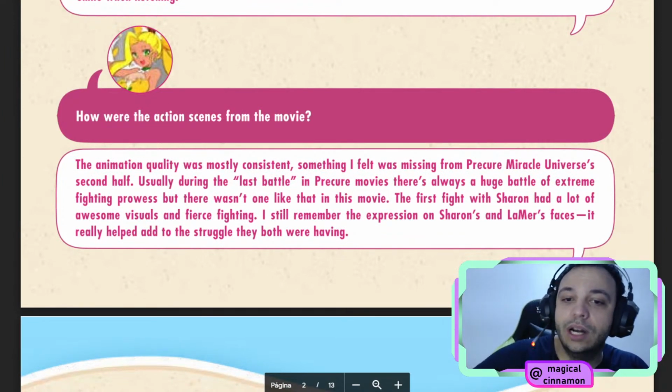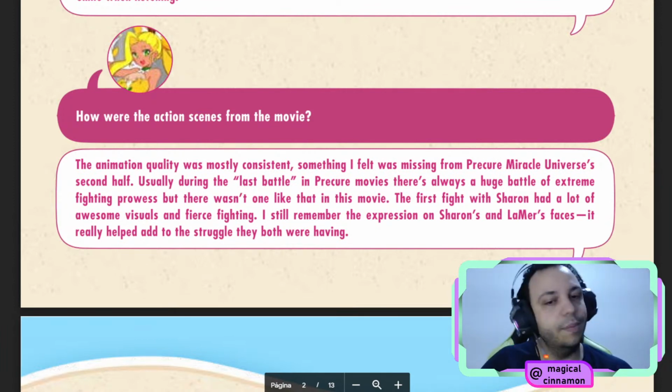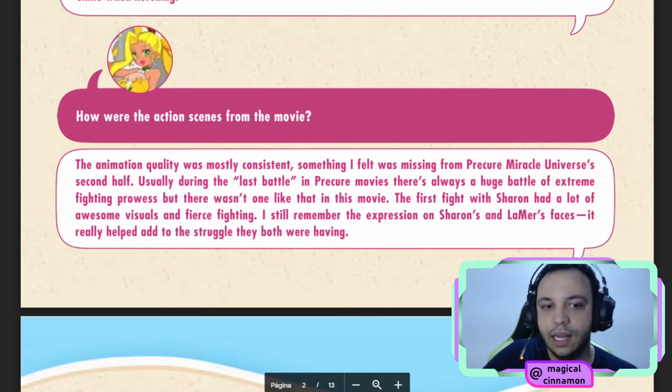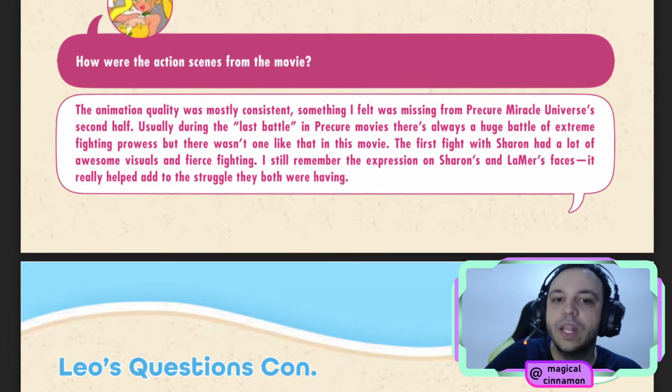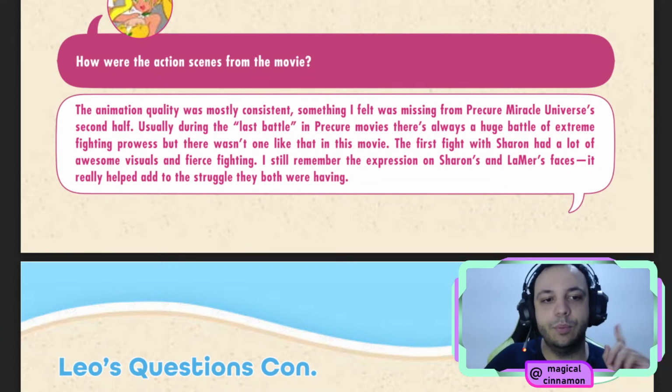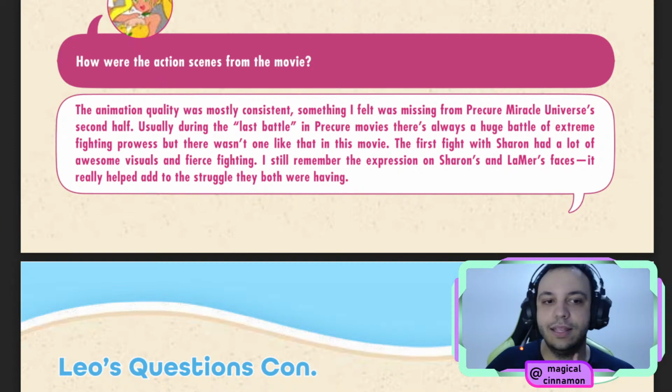Another question I did was how were the action scenes from the movie? And she answered that the animation quality was mostly consistent, something I felt was missing from PreCure Miracle Universe's second half. Usually, during the last battle in PreCure movies, there's always a huge battle of extreme fighting prowess, but there wasn't one like that in this movie.